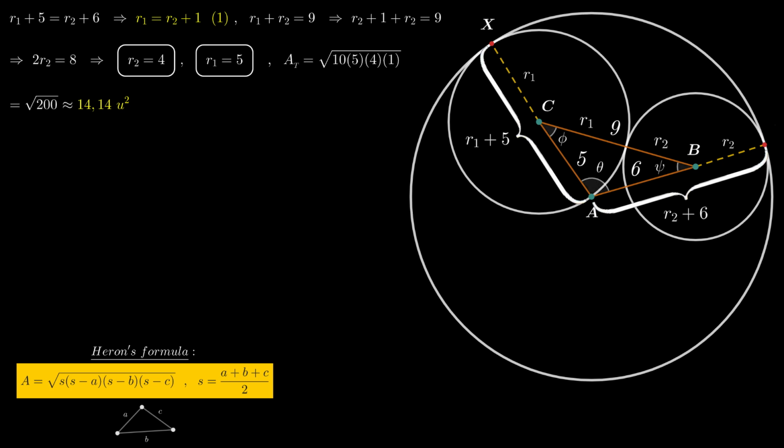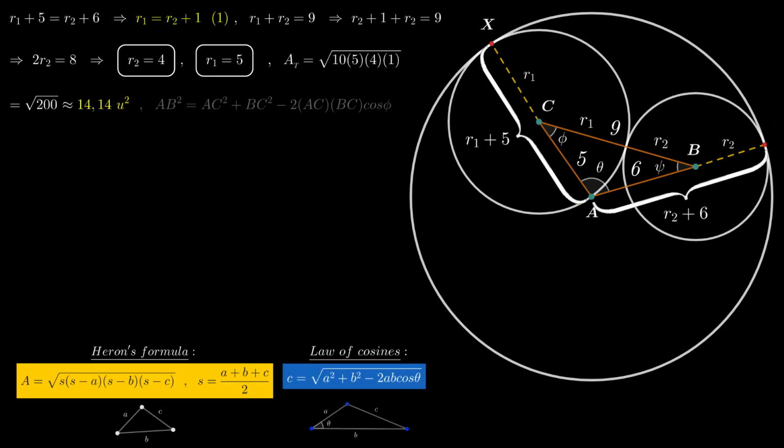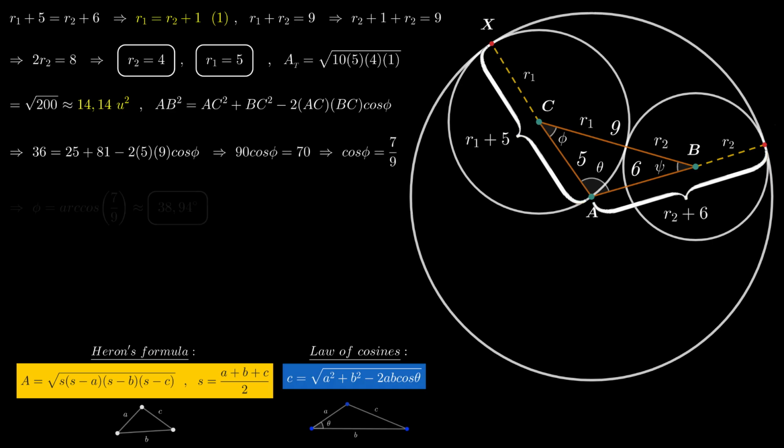Okay, next order of business is to find all three of these angles. We'll call them theta, phi, and psi. We'll start from phi. We'll use the law of cosines to find phi. So we have AB squared equals AC squared plus BC squared minus 2 times AC times BC times cosine of phi, which is 36 equals 25 plus 81 minus 2 times 5 times 9 times cosine of phi, which is 90 times cosine of phi equals 70, which is cosine of phi equals 7 over 9, and phi is arccosine of 7 over 9, which is approximately 38.94 degrees.